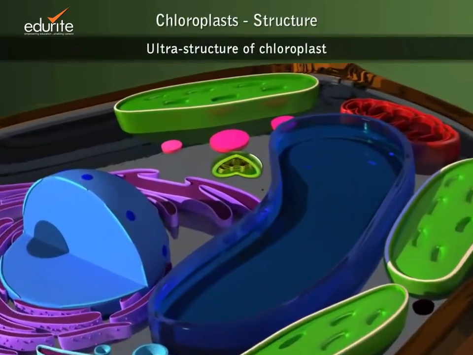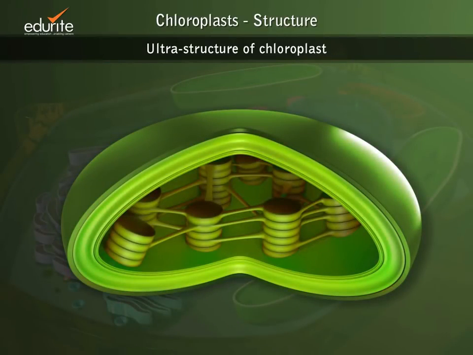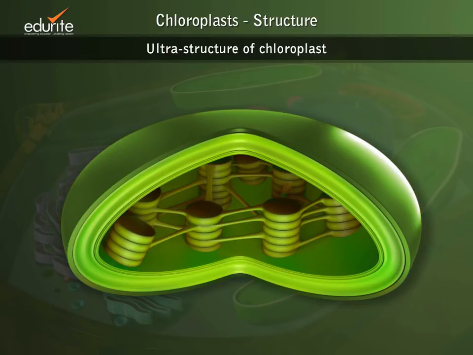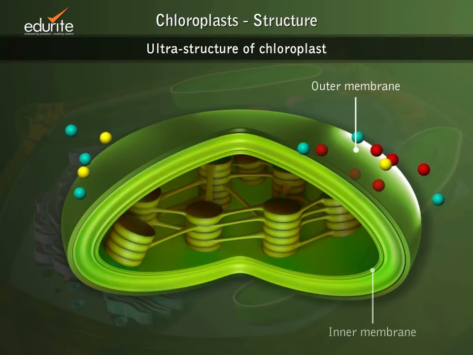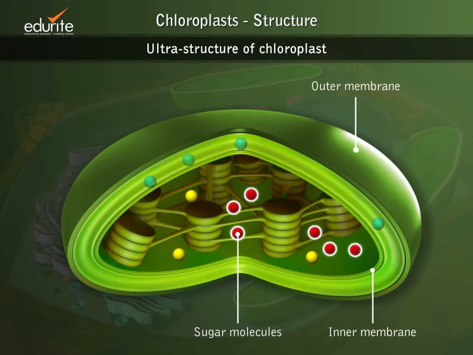Like most organelles in a eukaryotic cell, chloroplasts are surrounded by a bilayered membrane called the chloroplast envelope and are disc-shaped. While the outer membrane is freely permeable to molecules, the inner membrane is selectively permeable and contains many transporters, such as integral membrane proteins, which regulate the passage of small molecules like sugars in and out of the chloroplast.